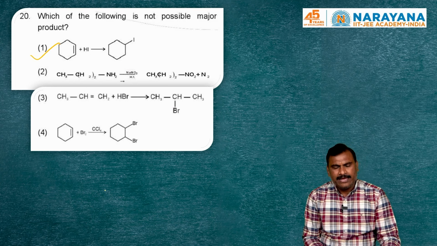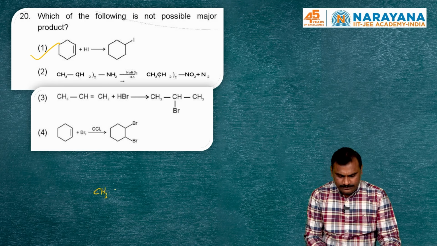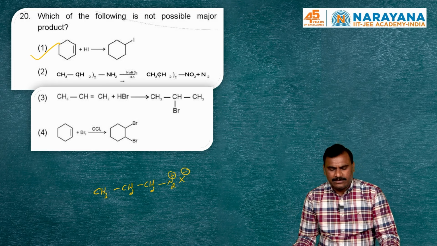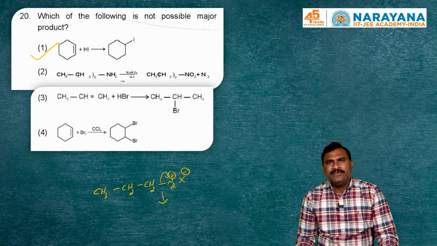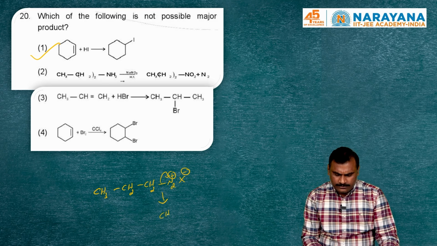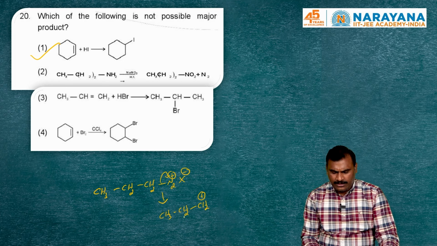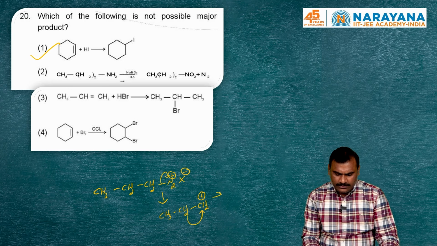NaNO2/HX, which gives a diazonium salt. It is a diazotization reaction. In the diazotization reaction, aliphatic diazonium salts are unstable, so it readily forms a carbocation. This hydrogen shifts to here because the carbocation undergoes rearrangement. A hydride ion shift occurs, forming a stable carbocation.